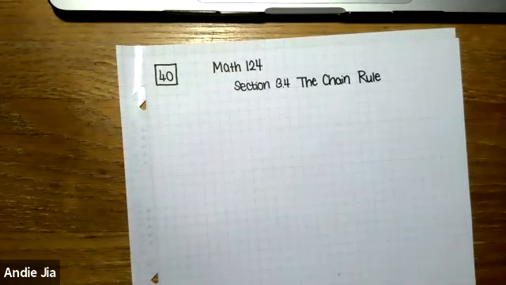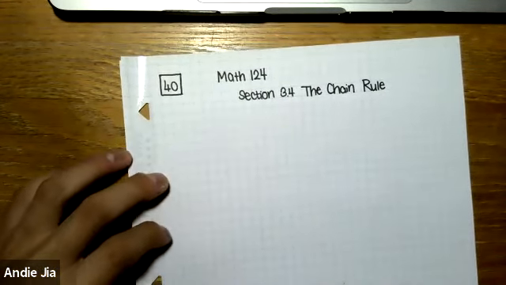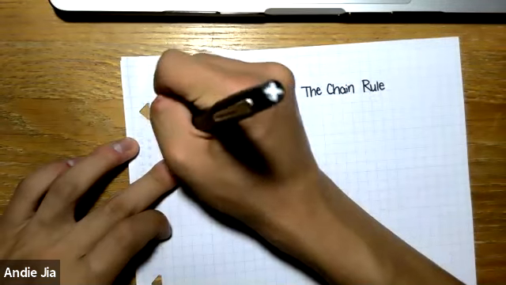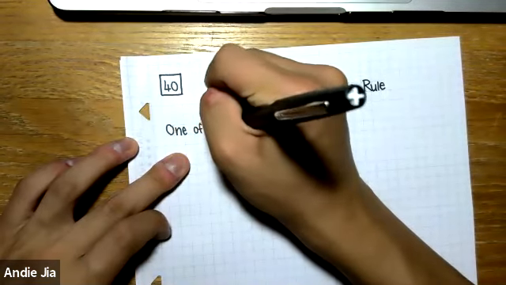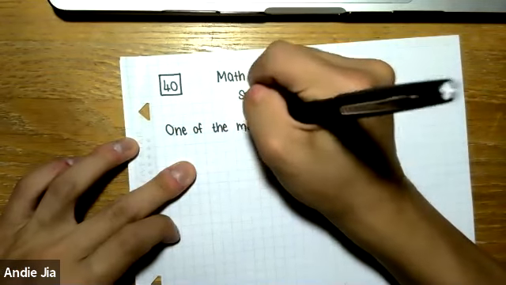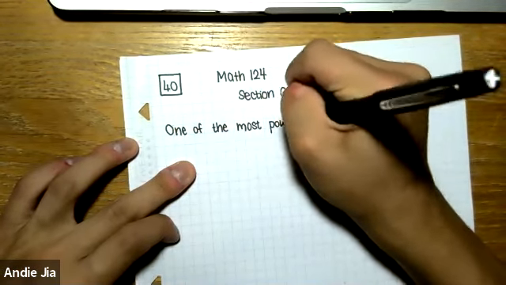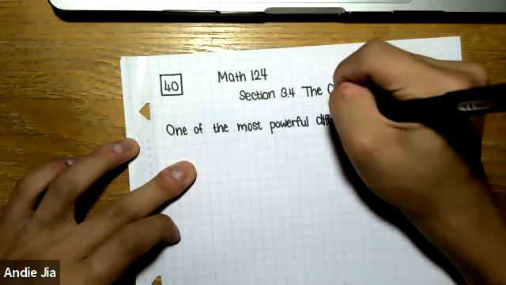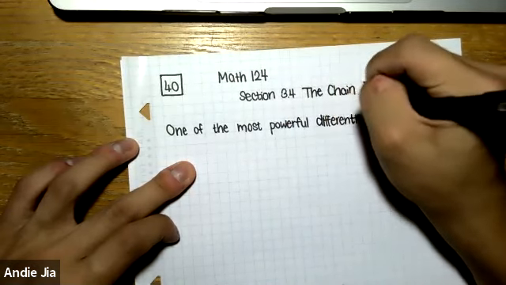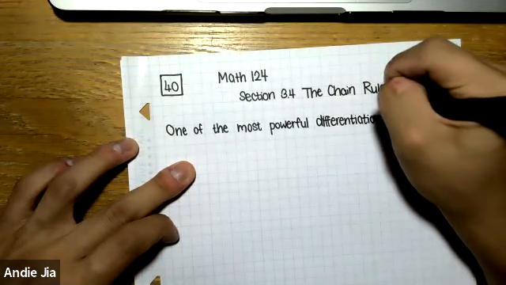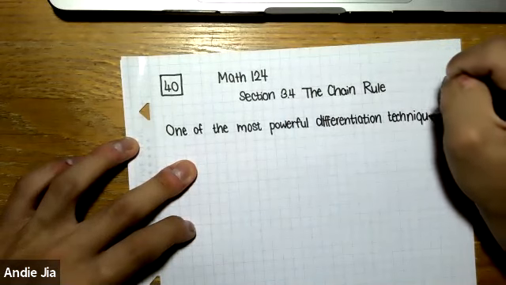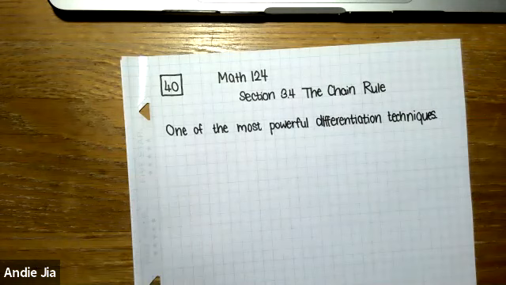The chain rule, I think, is one of the most powerful differentiation rules or techniques we can use. And how do we define the chain rule?